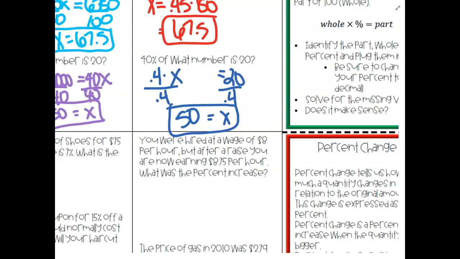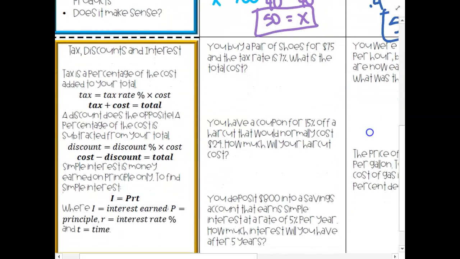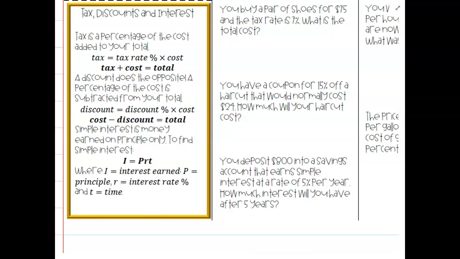All right, the other two things that are related to this, okay, I mentioned kind of tax, discounts, and interest, okay? Tax is a percentage of the cost that's added to your total. So if you go buy a pair of shoes for 50 bucks, you're not going to give the cashier 50 bucks and walk out, right? You have to pay sales tax. In Kansas, it's around 7% depending on what city you're in, okay? What that means is you have to pay 7% of the $50 to the state. But then you also have to pay $50 for the shoes, right? So you have to pay $50 plus 7% of $50, okay?